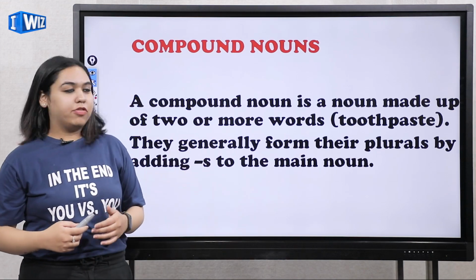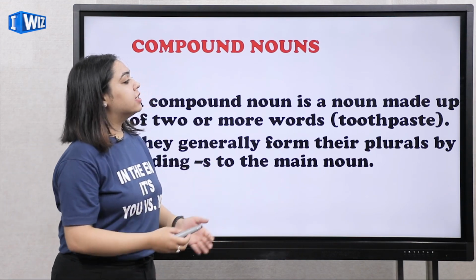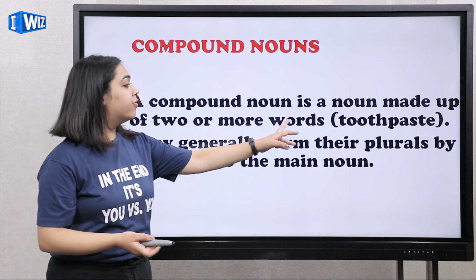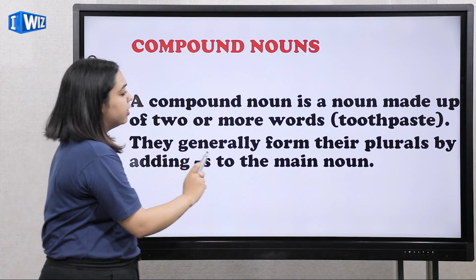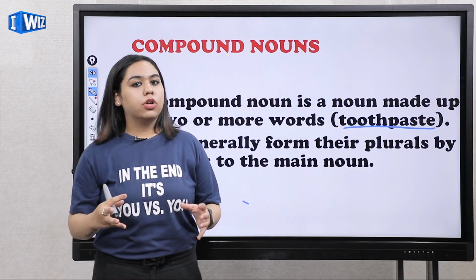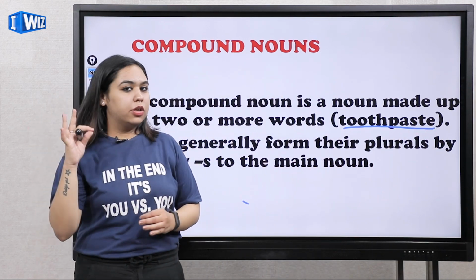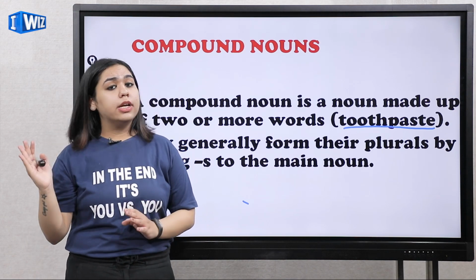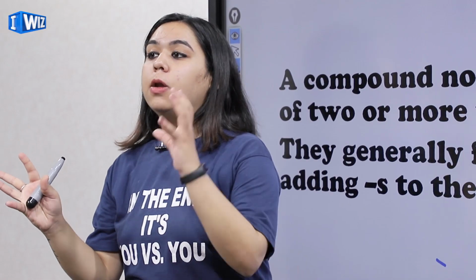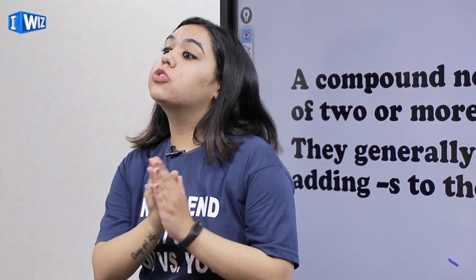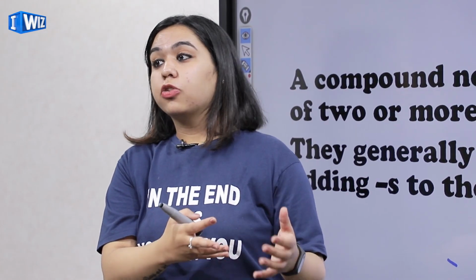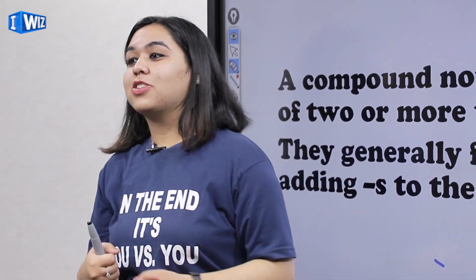Okay, let's read the definition. A compound noun is a noun made up of two or more words. I've given an example, that is toothpaste. If you come to think about it, tooth is separately different. Paste is different. But when I combine these two words, tooth and paste, it becomes one word which has a total different meaning than their actual meanings. Okay, toothpaste that we use in the morning to brush our teeth.